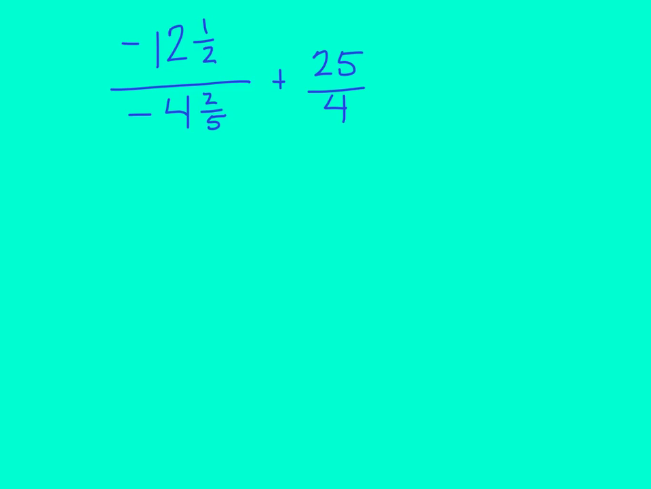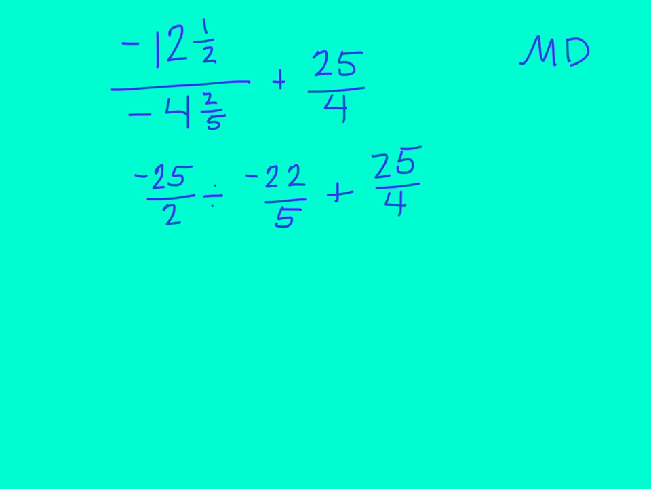However, as we do that, I'm also going to change each of these mixed numbers into their improper fraction equivalent. So this top number here, we've got 2 times 12 is 24, plus 1 more is negative 25 over 2, divided by, now I've got this negative 4 2/5. 4 times 5 is 20, plus 2 more is 22. I have to keep my negative. And I am going to carry down that plus 25/4. Now I've got division and addition.